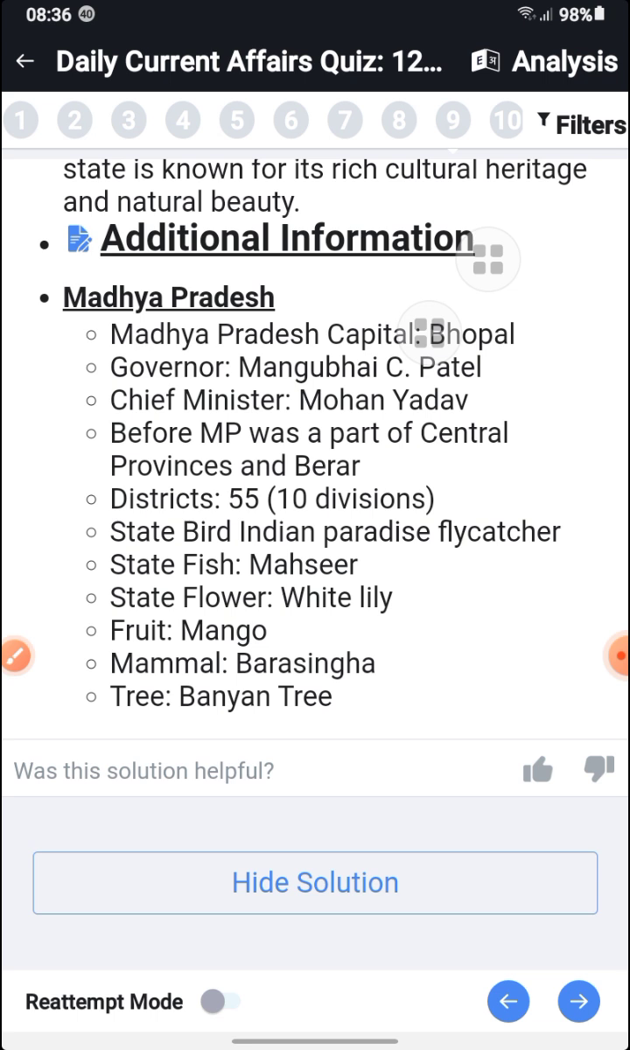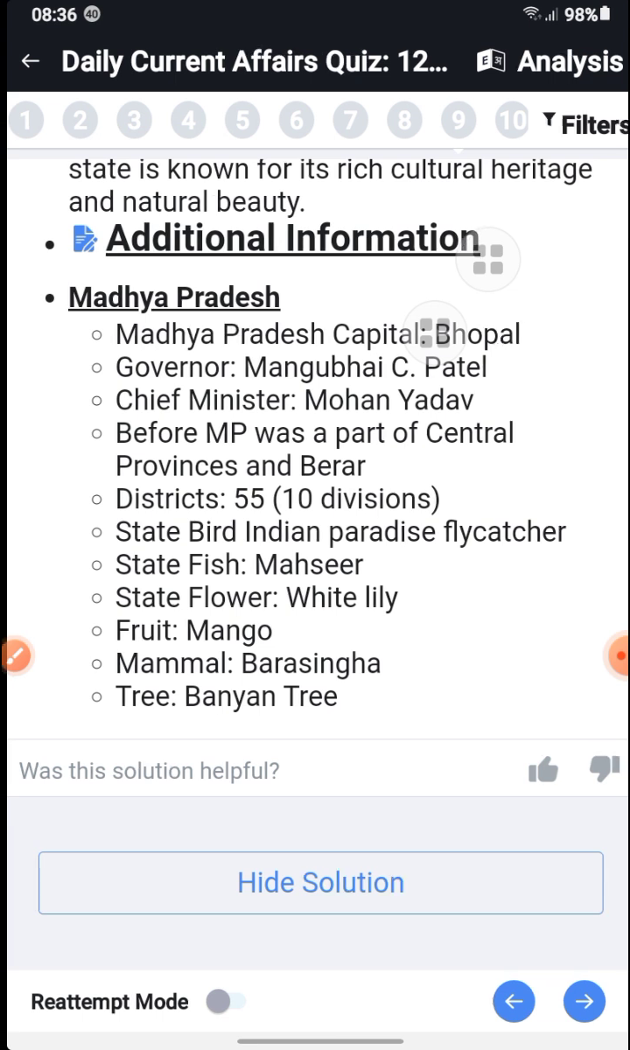The fruit is mango. That's good. Mango is the fruit of Madhya Pradesh, the mammal is the Barasingha, and the tree is the banyan tree.